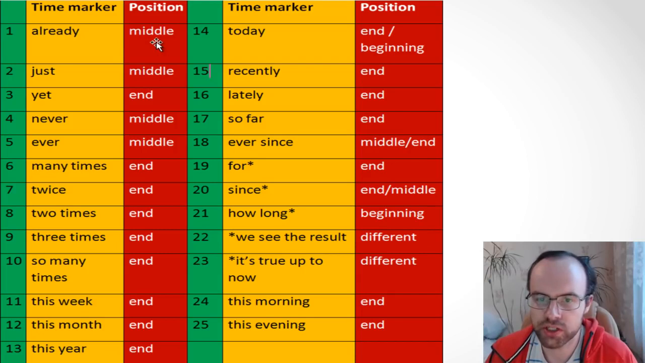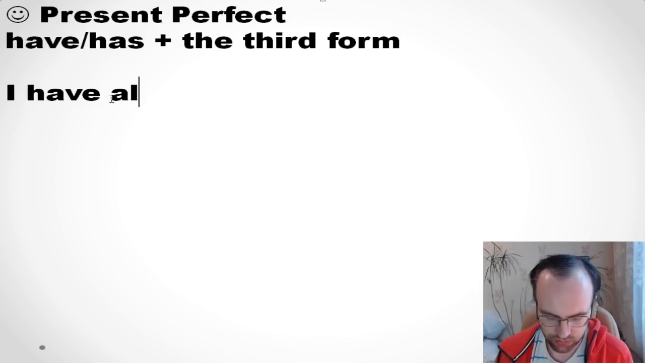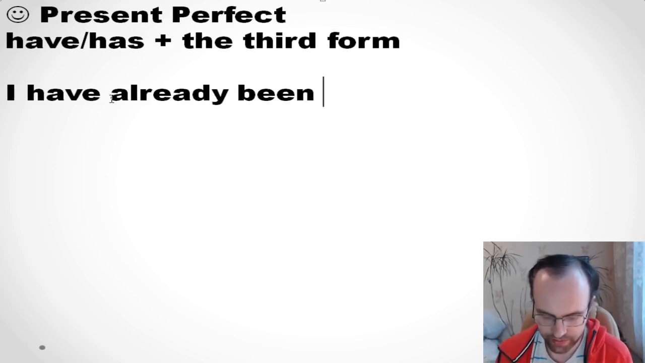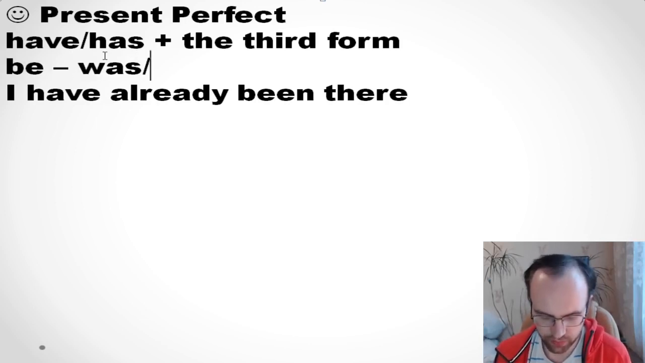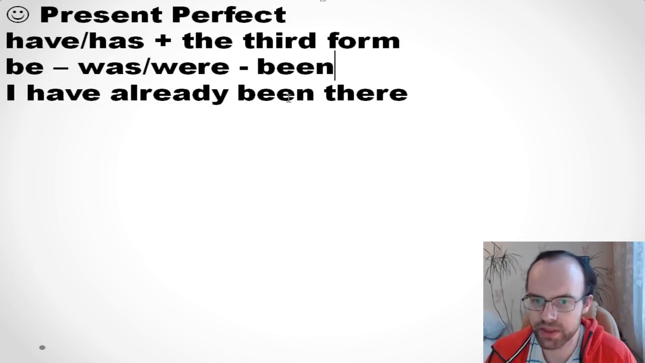Have or has plus the third form. So we put already in the middle. So you see the number, then the time marker, and then the position: in the beginning, in the middle, or in the end. We put it in the middle. It's very important to know the position of these words to speak English correctly, okay? So you can save it. Okay, so I have already been there. So be, the second form is was or were, and been. So I have already been there.